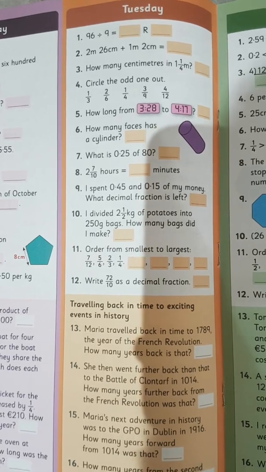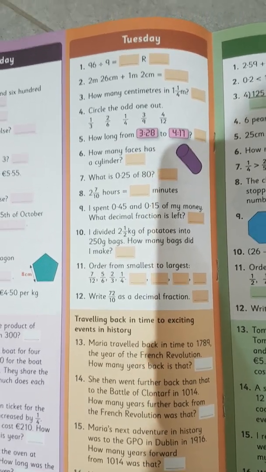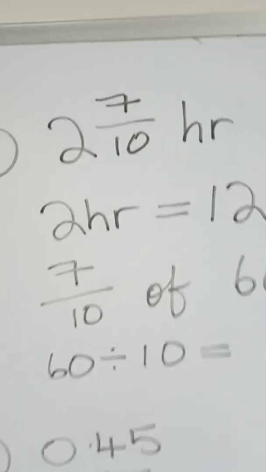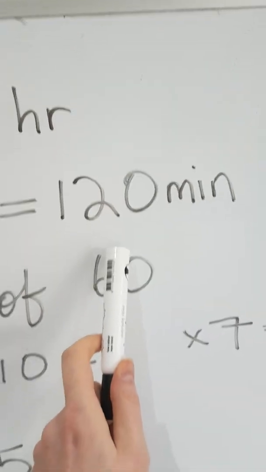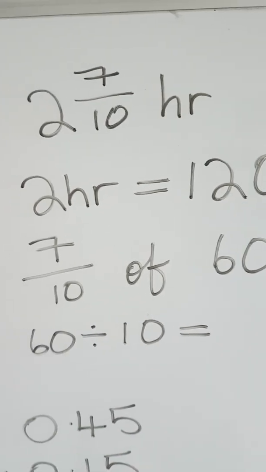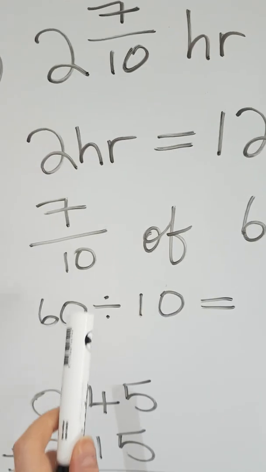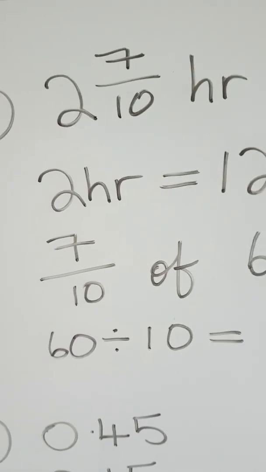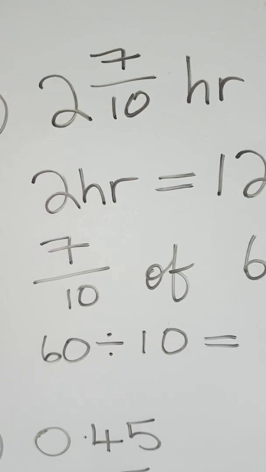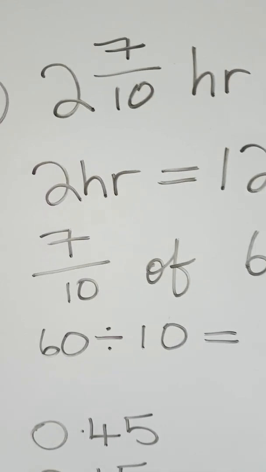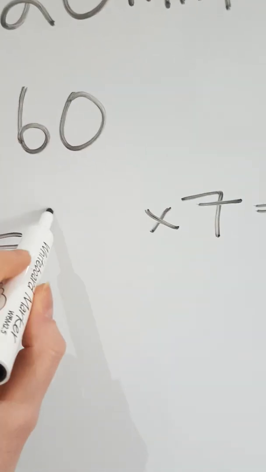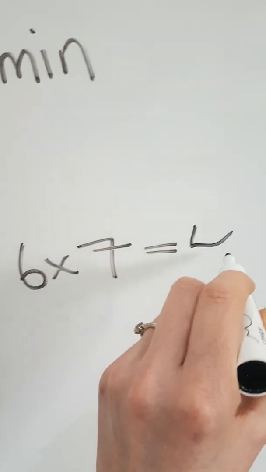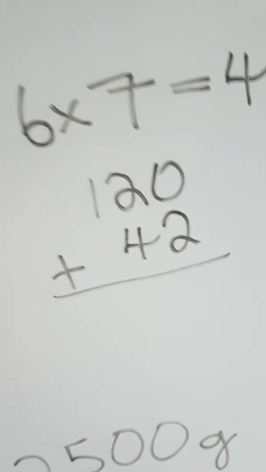Okay, question 8. 2 7/10 hours, and we need to convert that to minutes. 2 hours, firstly, I know is 120 minutes, so that's fine. Now I need to work out the 7/10 of an hour. Basically it's 7/10 of 60 because there's 60 minutes in an hour. When we're finding a fraction of a number, we divide by the bottom and multiply by the top. So 60 divided by 10 is 6, and then 6 times 7 is 42.